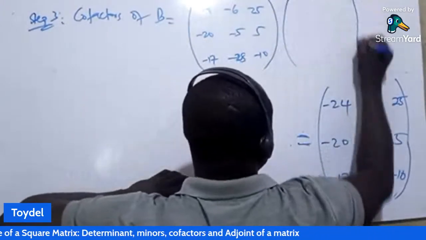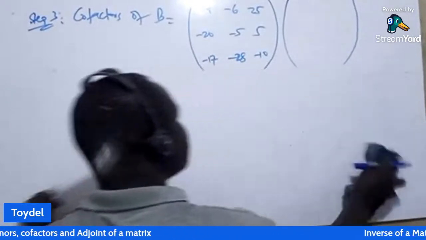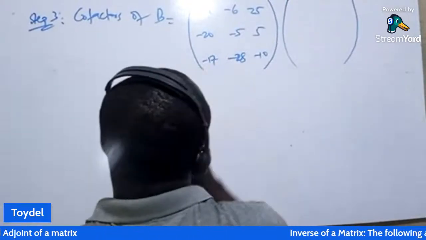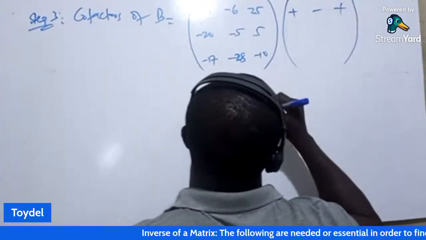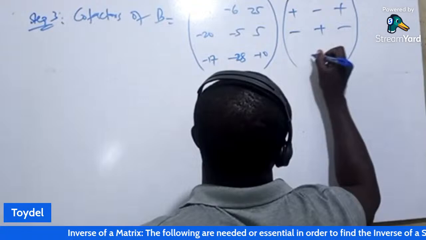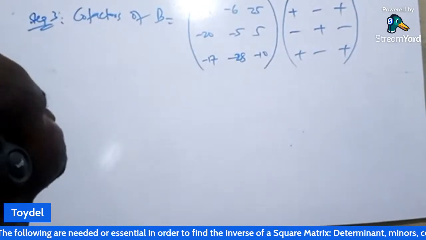Then we now relate it with the appropriate signs. That's the meaning of cofactor. Cofactor simply means minors with appropriate signs. In this case, the appropriate signs will be plus, minus, plus, minus, plus, minus, then plus, minus, plus. So in the case of 3 by 3, these are the appropriate signs.